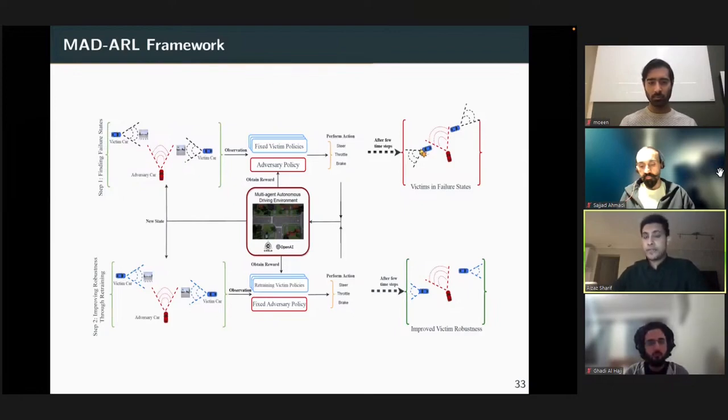The top row shows the first step, which is dedicated to finding failure states, while the second step is dedicated to how to improve the robustness by retraining. In the first step, we have two cars for our use case. The blue one is the self-driving car, called the victim because we are testing it. And there is an adversary car represented in red. Once we train the adversary, we show that the victims went into failure states when they faced such adversaries. Then we retrained the self-driving cars by fixing the weights of the adversary, and after the retraining they improved their robustness, because such adversarial use cases were not present in the normal simulation training of the self-driving cars.